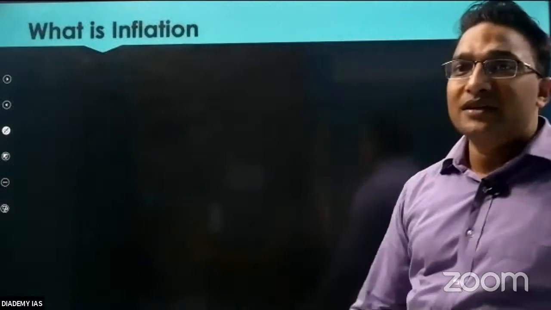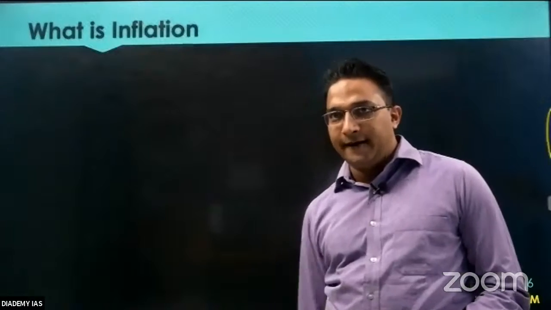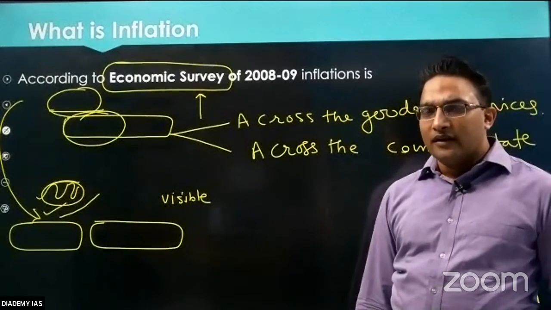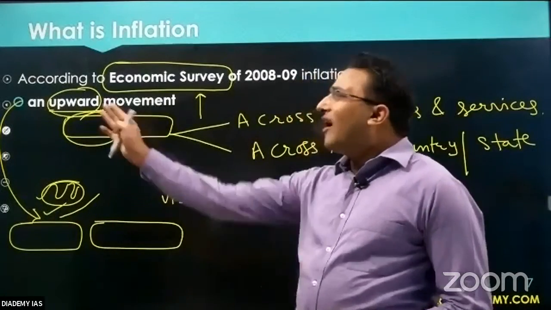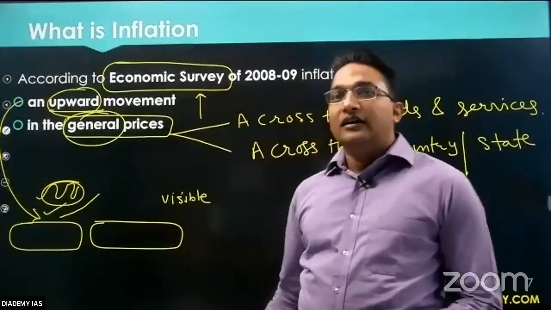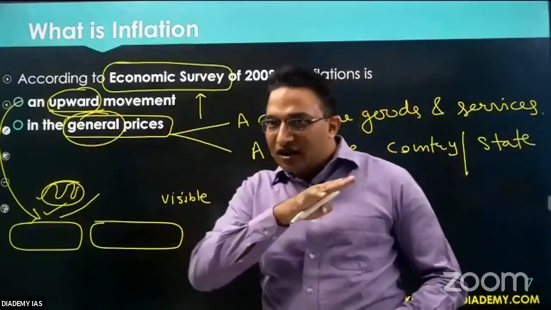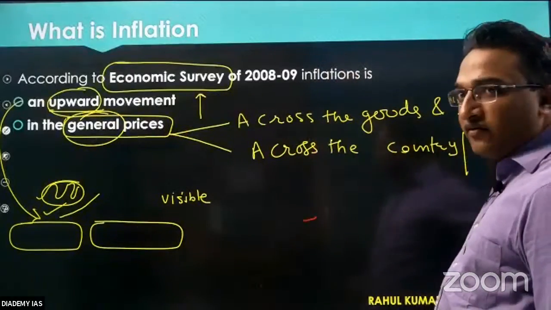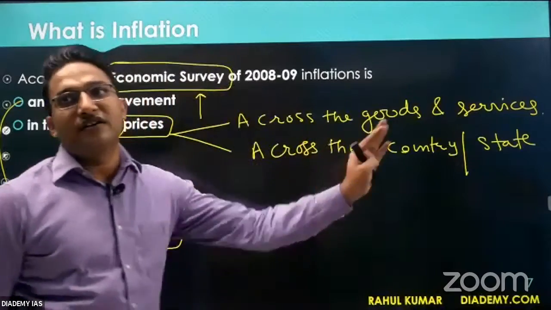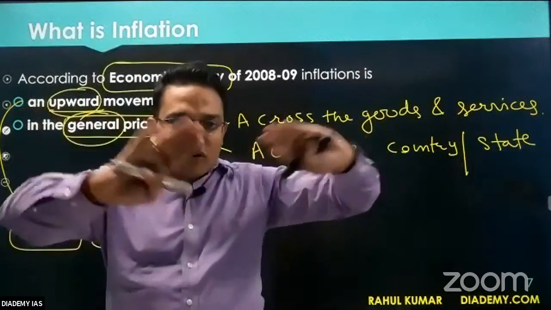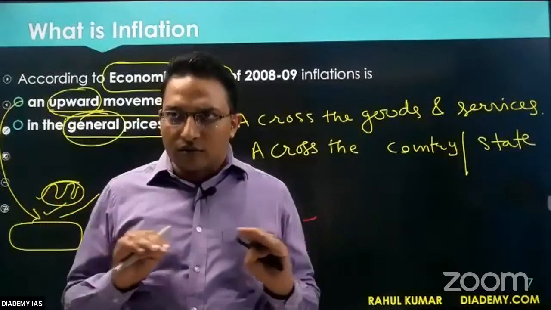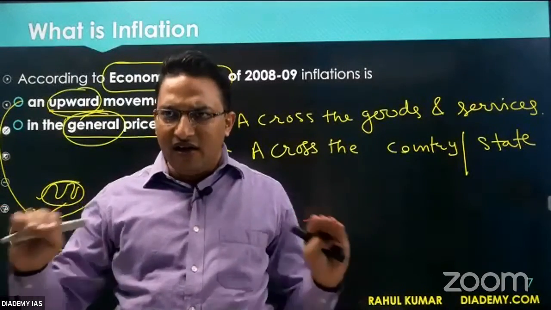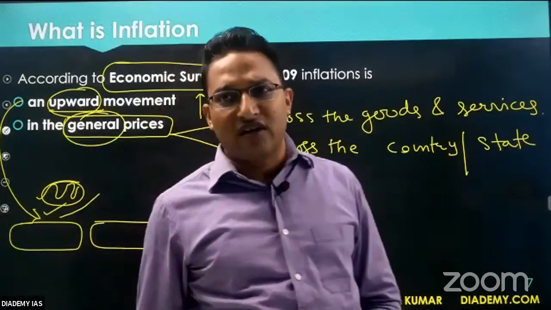So let us start. What is inflation? Inflation मतलब हिंदी में इसको बोलते हैं महंगाई, ठीक है? और inflation में there are some important words you must remember. It is upward movement, मतलब increase हो रहा है, ठीक है? General prices में, general prices means across the goods and services and across the country or the state, means it should be widespread throughout a long territory and across the goods and services.